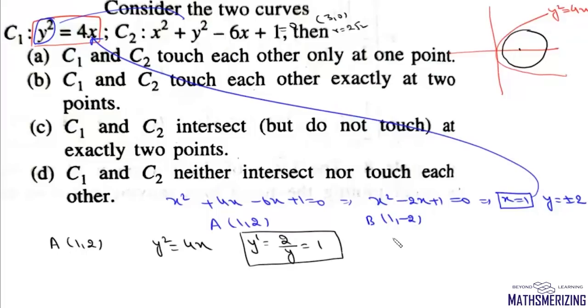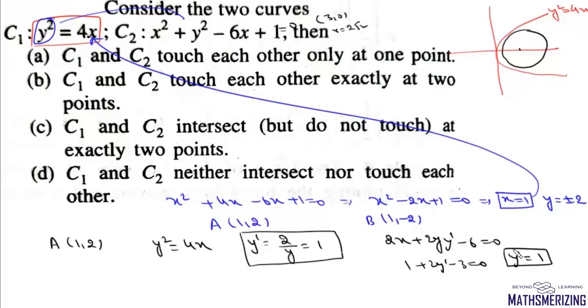And for this circle, we'll get 2x plus 2y y' minus 6 equals 0. So now we'll put the value of x and y. x here is 1, plus 2y' minus 3 equals 0. So from here also we'll get y' as 1.